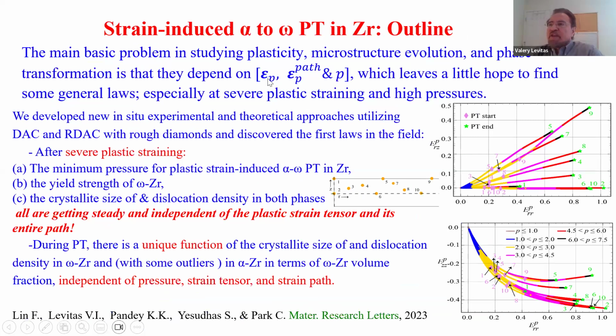Okay, next topic is strain-induced alpha to omega phase transformation in zirconium. But before this, I would like to mention that the main basic problem in studying plasticity, microstructure evolution, and phase transformation is that they depend on not only 5 components of plastic strain and pressure, which is bad enough, but also on the entire straining path, which leaves little hope to find some general laws. So what is straining path? For example, during compression, we have 3 plastic strain components: radial, axial, and shear.